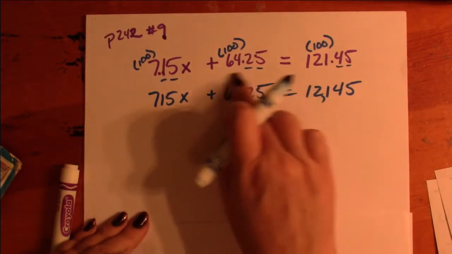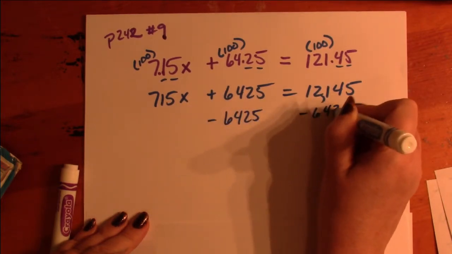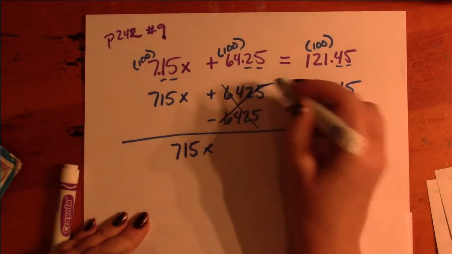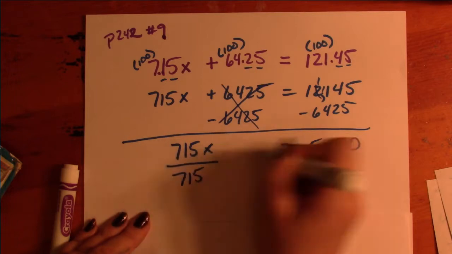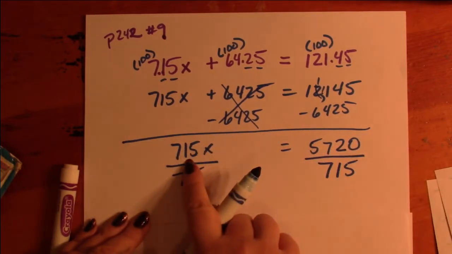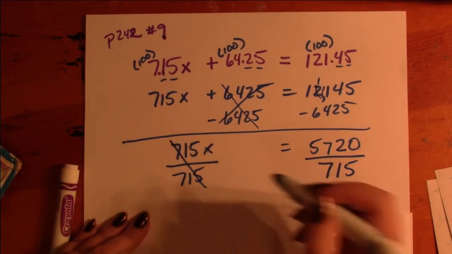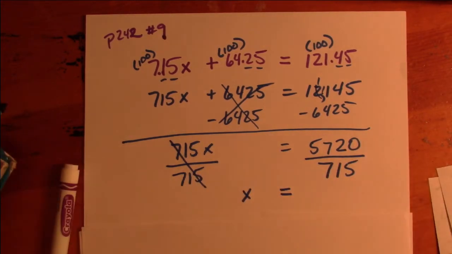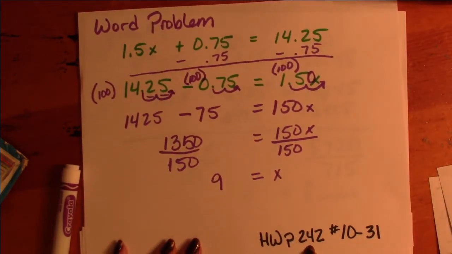So, first thing we're going to do is get rid of this. We're going to say minus 6425 minus 6425 and bring down our 715x, and that goes away, and this equals 5720, and we're going to divide by 715 because there's a 715 multiplied to my x, so now I have to divide by 715 so that these cancel out and x equals, and we do this in our calculator and we get 8 weeks. So your homework tonight starts on page 242. You're going to do numbers 10 through 31.